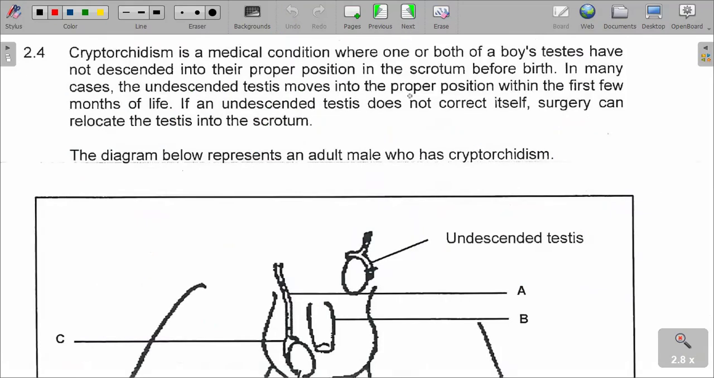2.4, cryptorchidism is a medical condition where one or both of the male testes have not descended. They did not go down into their proper position in the scrotum before birth. In many cases, the undescended testes move into the proper position within the first few months of life. If undescended testes do not correct themselves, surgery can relocate the testes into the scrotum. So this is a condition that we need to look at.